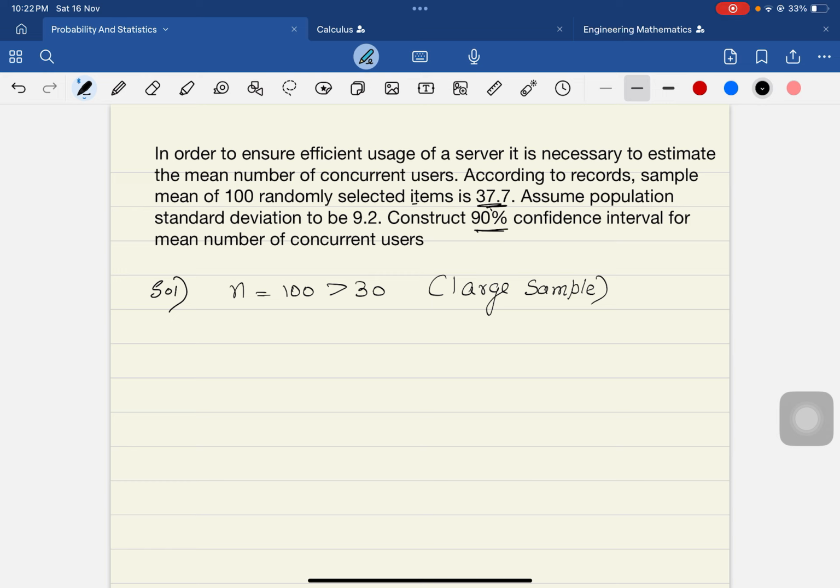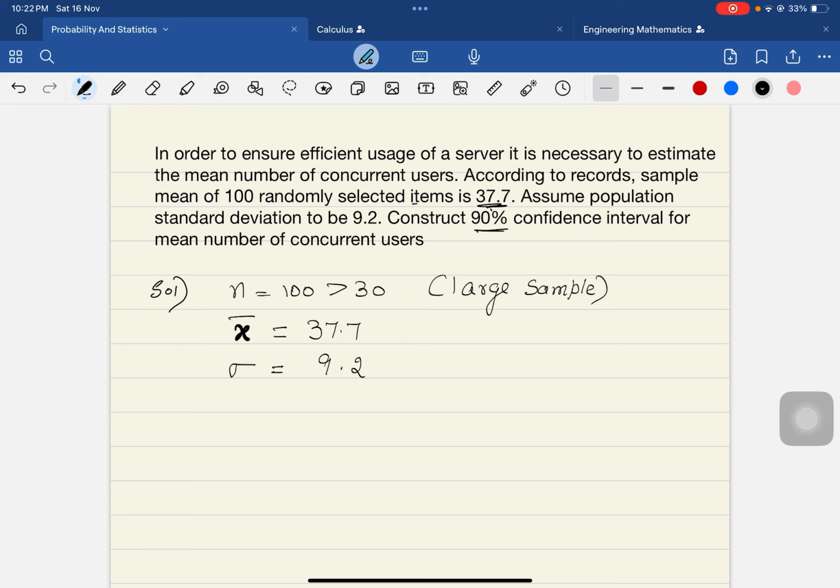Next, what is given? The sample mean X bar is 37.7, the standard deviation is given as 9.2, and n is equal to 100, of course.